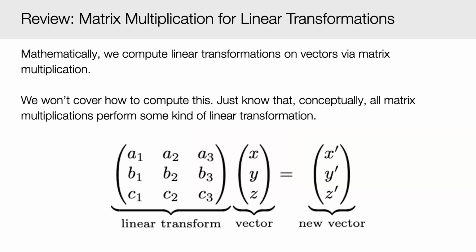Fantastic. All right, and finally, a review on matrix multiplication for linear transformations. This is also from last time, but the basic idea is that linear transformations on vectors can be computed by matrix multiplication. We're not going to cover how this is done, but just know that conceptually all matrix multiplications perform some kind of linear transformation. So when we see multiplication by a matrix, we think, okay, there's some projection, there's some shearing, there's something involved. Yeah, exactly.